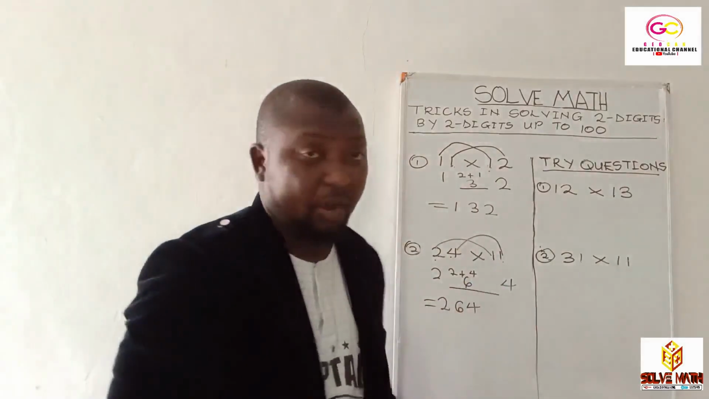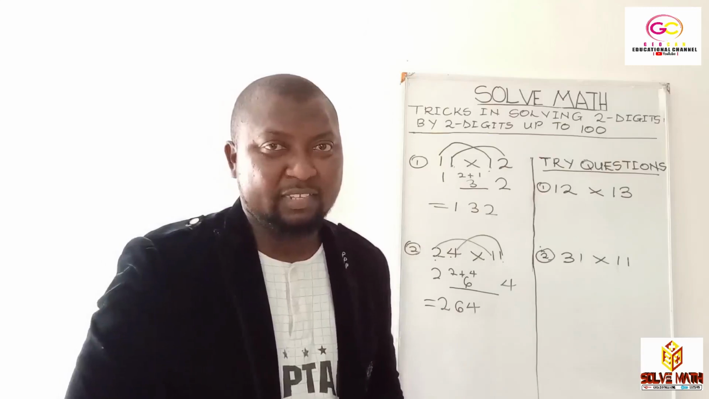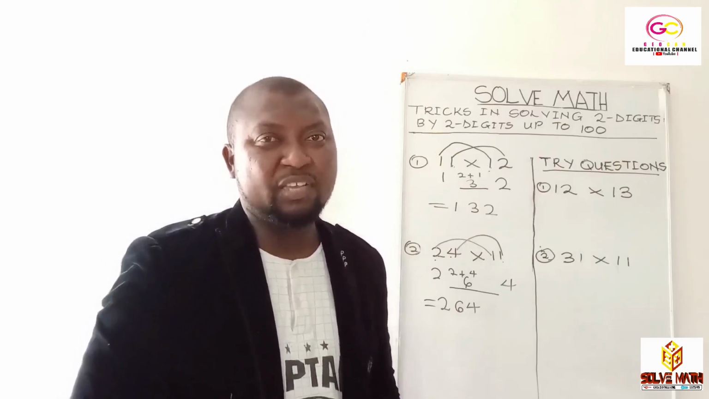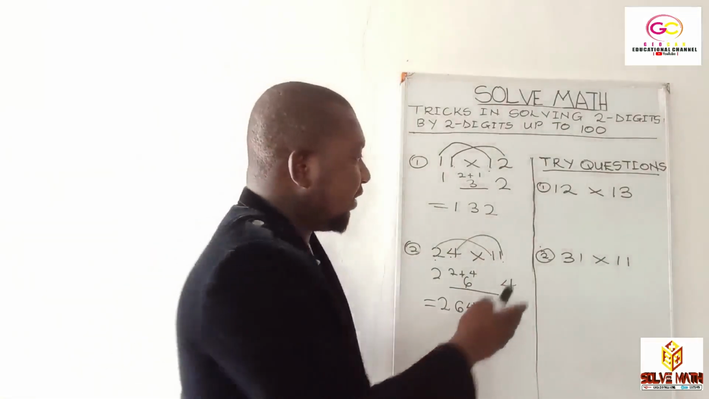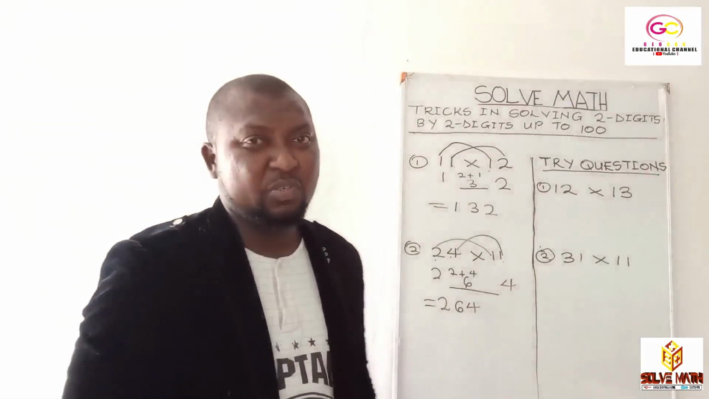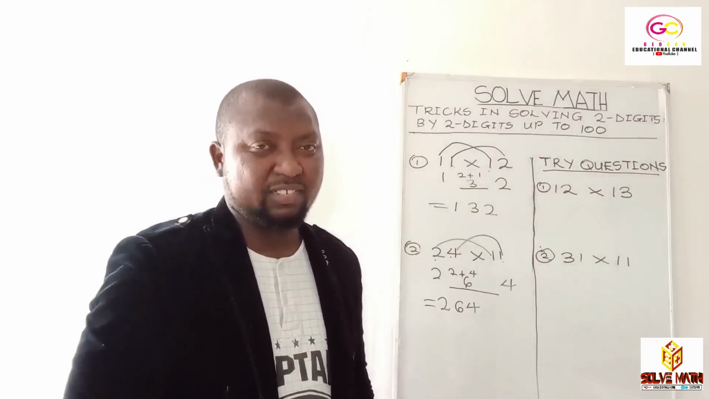We have some trial questions here. I'll urge you to pause the video, take time to solve these trial questions. We have 12 times 13 and 31 times 11. Use these tricks. It's easy. And when we return, we shall tackle them.